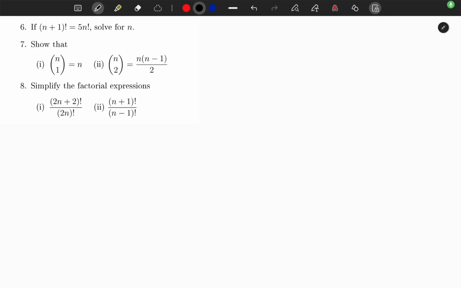All right, so let's answer these tutorial questions. We are on questions 6, 7, and 8. If (n+1)! is equal to 5 n!, solve for n. All right, we'll start from there. It's a very easy question. So (n+1)! is equal to 5 n!.